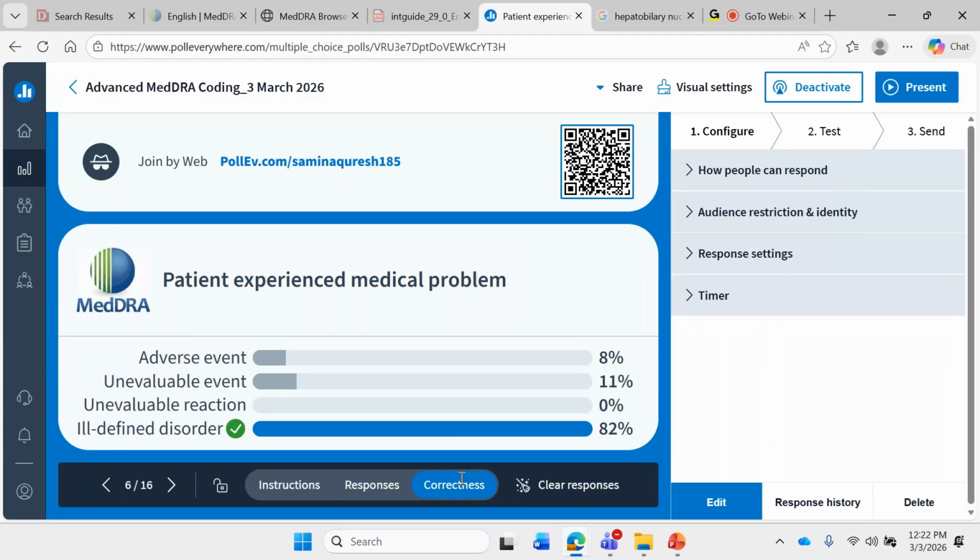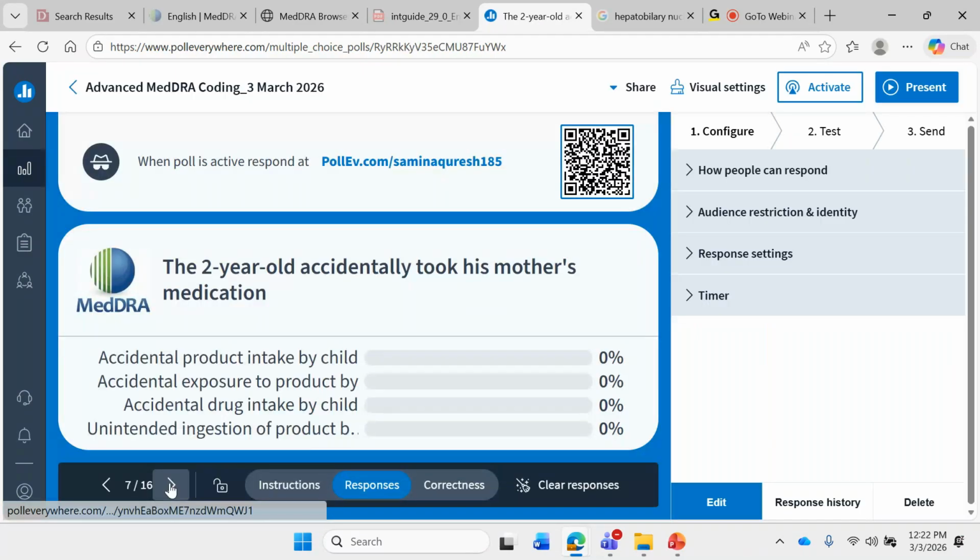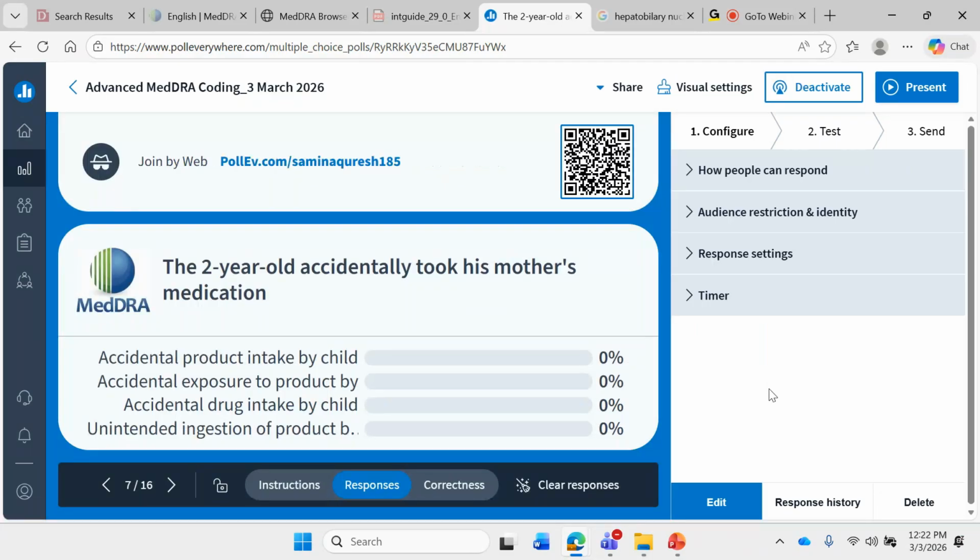Okay, so let's move on to our 7th question. Let me activate it for you all. The 2-year-old accidentally took his mother's medication. And, like I said, some LLTs have lots of information and we're surprised. Which LLT among the ones here would be the correct choice? The 2-year-old accidentally took his mother's medication. And we always try to keep as close as possible to the reported verbatim.